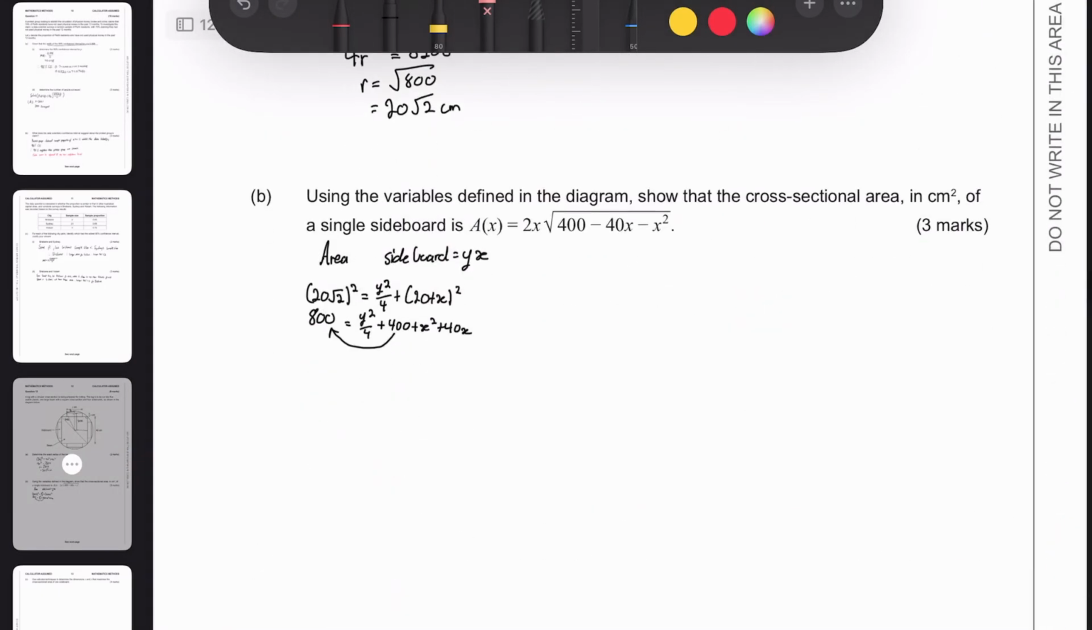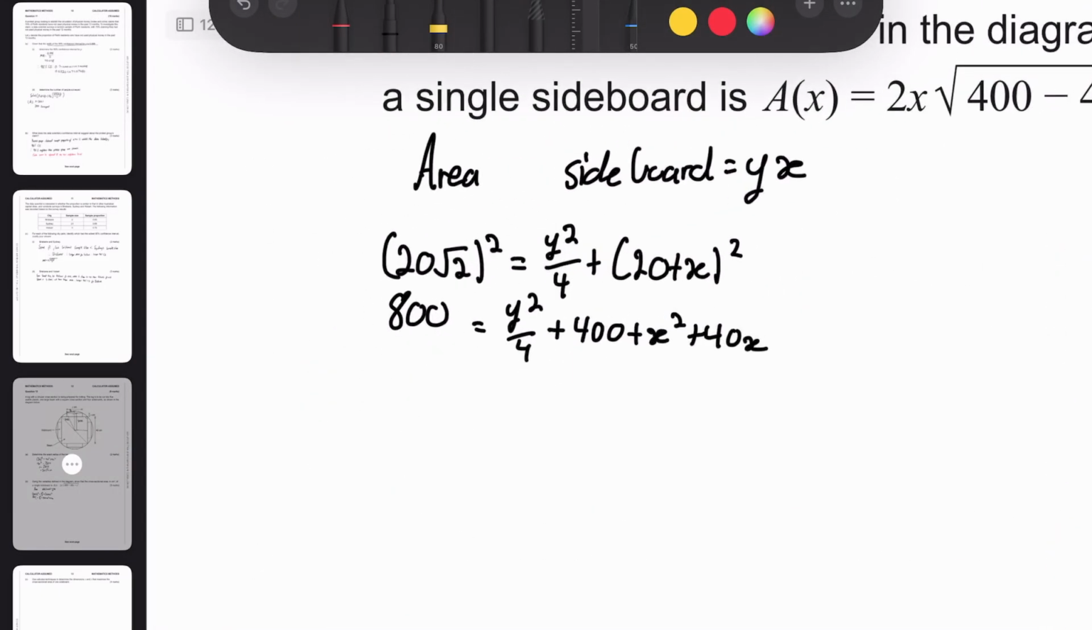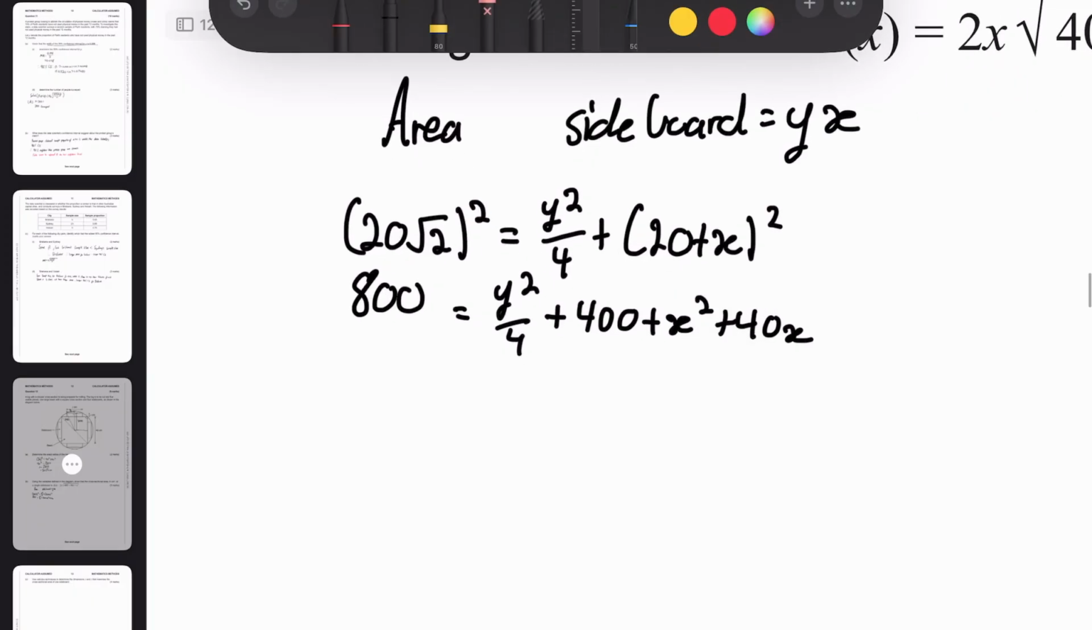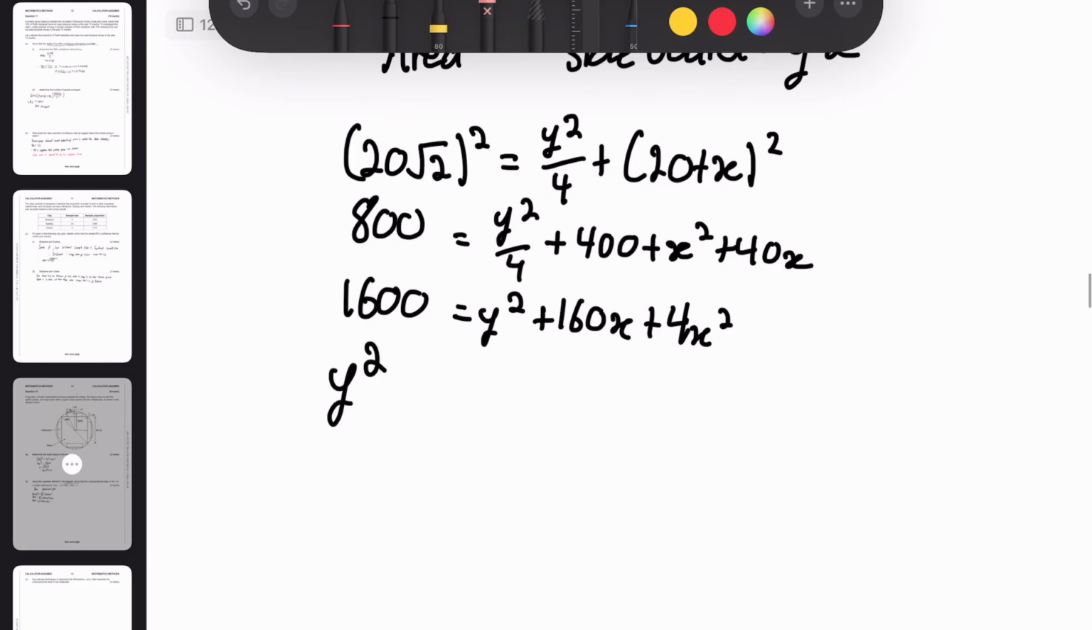Then we want to multiply everything by 4 to get rid of this. So we can say that 1600, because 400 times 4 is 1600, is equal to y squared plus 160x plus 4x squared. Now let's move the 160x and 4x squared over to the left. And then we'll be left with y squared is going to be equal to 1600 minus 160x minus 4x squared.